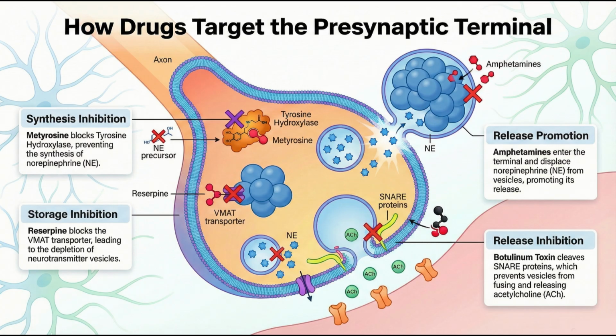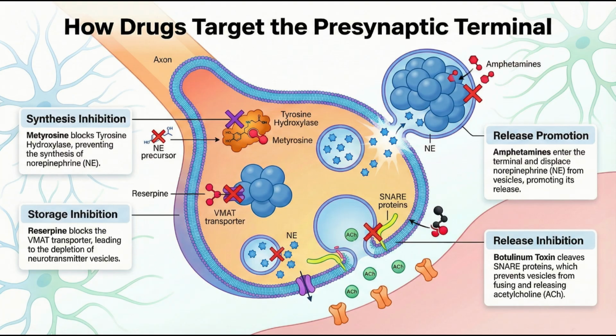Precisely. And on the flip side of that, we have release promoters like amphetamines. Amphetamines are fascinatingly sneaky. They get taken up into the terminal by the same transporter that does reuptake. Then they get into the vesicle and they actually displace the norepinephrine and dopamine. This whole process causes the transporter to run in reverse, effectively pumping the neurotransmitter out into the cleft, even without an action potential. So you just get this massive non-physiological flood of norepinephrine and dopamine, which explains the focus, the energy, the euphoria. A total hijacking of the normal release mechanism.